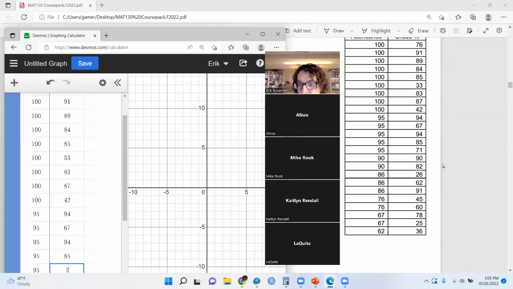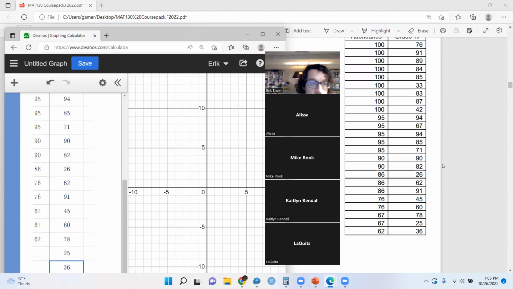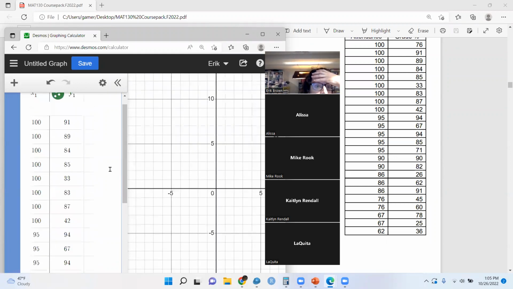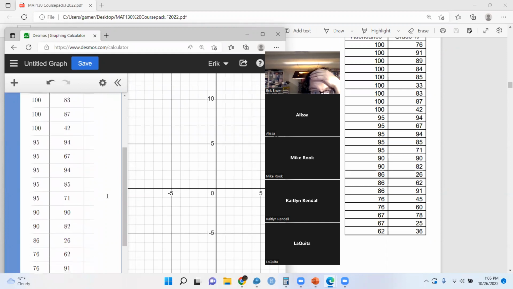Leave off 85, 71, 90, 82, 26, 62, 91, 45, 60, 78, 25, 36. Seriously? Oh, that's the problem with this data set, you can easily type things in wrong. 76, 91, 89, 84, 85, 33, 83, 87, 42. Okay, good so far.